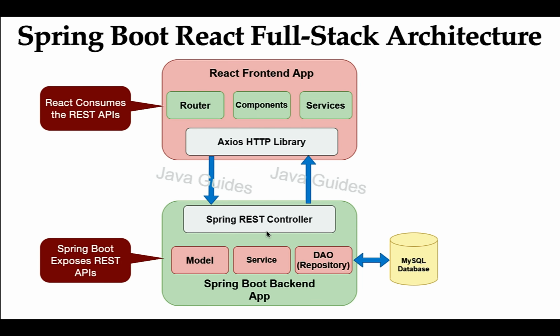Well, notice here in this full stack application architecture, we are going to create a separate project for React front-end application and separate project for Spring Boot backend application. Alright, and front-end application, backend application, both are loosely coupled. So Spring Boot backend application will basically expose the REST APIs and React front-end application will consume those REST APIs, and both applications are loosely coupled.